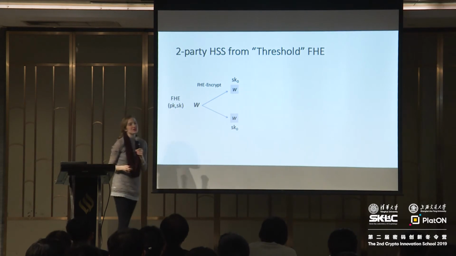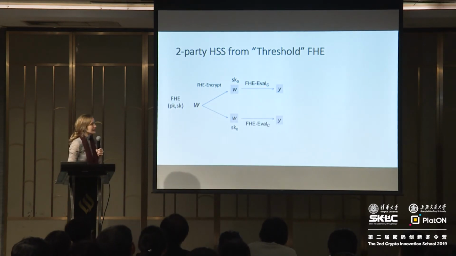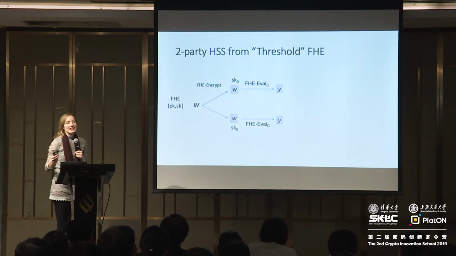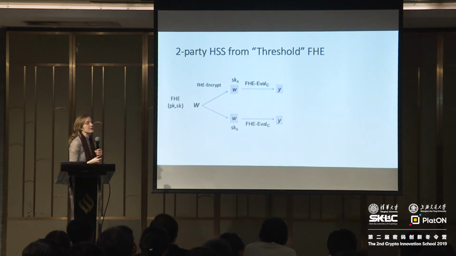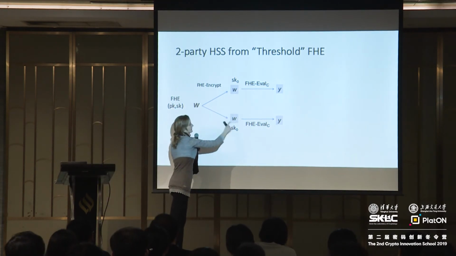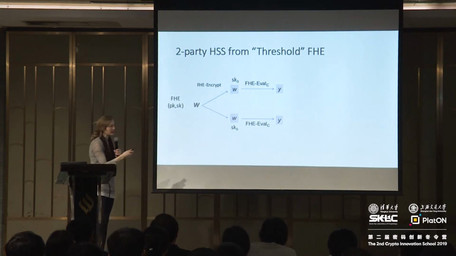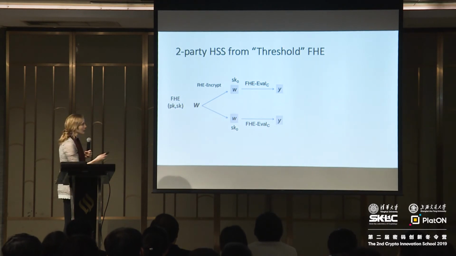There should be additive secret shares of the secret key. Okay? So as you might expect, homomorphic evaluation is going to correspond to homomorphic evaluation with the FHE. Here this is on the encryption of W evaluated. Okay, but this is not the end yet. This is still not achieving what we want.